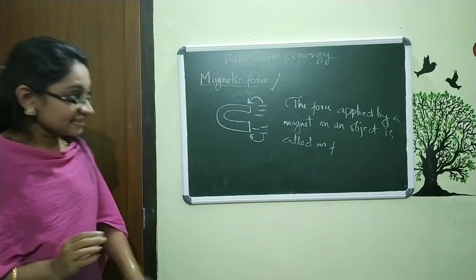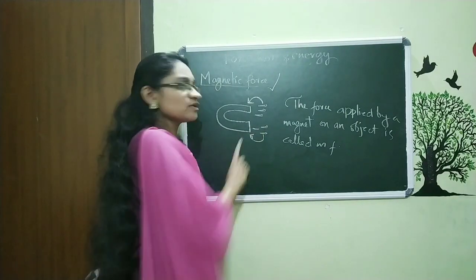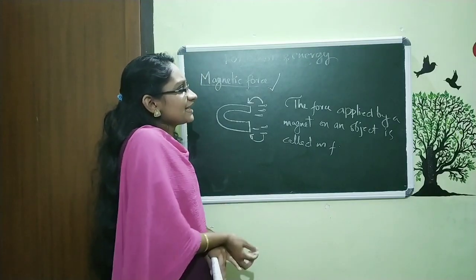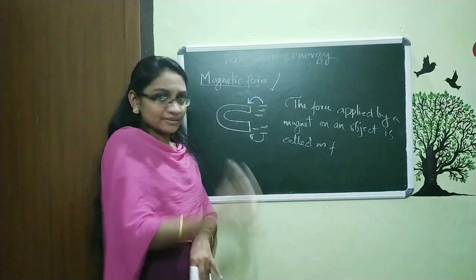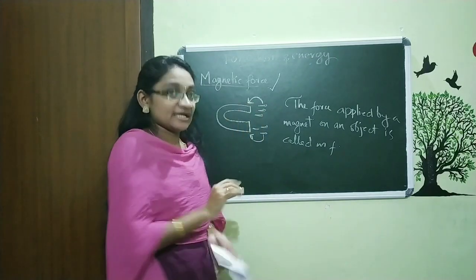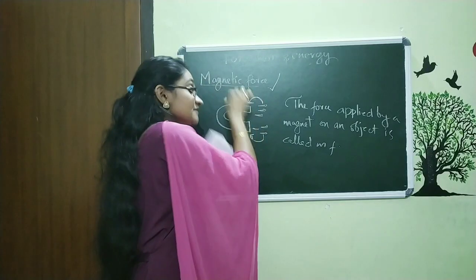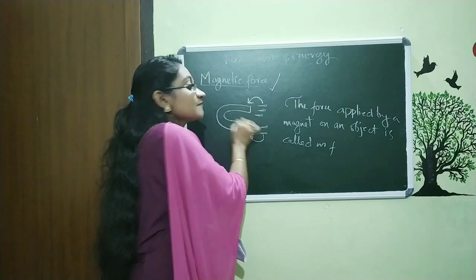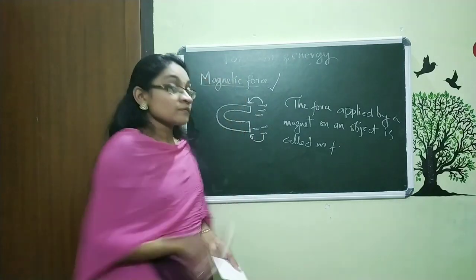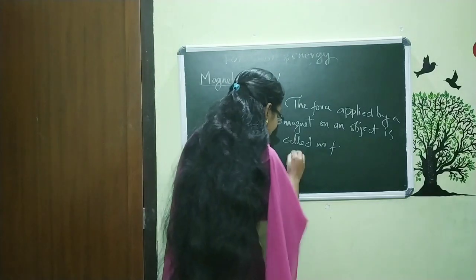So, this is the definition: the force applied by the magnet on an object. Here the object is a nail. Any substance like iron nails or an iron box that is attracted to this magnet moves because of the force acted by this magnet, and that is called the magnetic force. There is another name for the magnetic force, and that is magnetism.